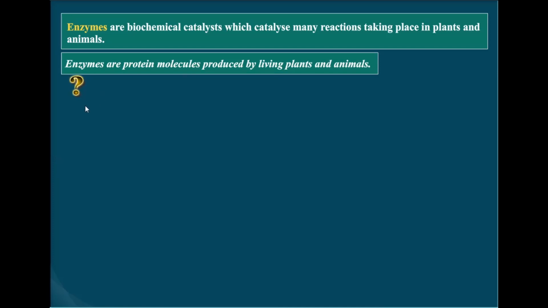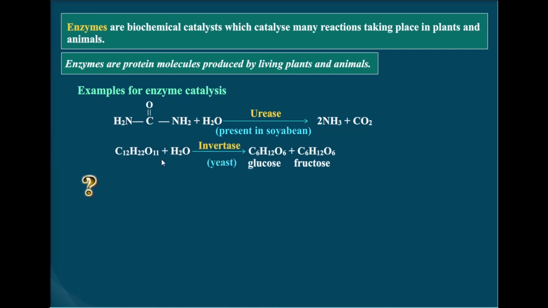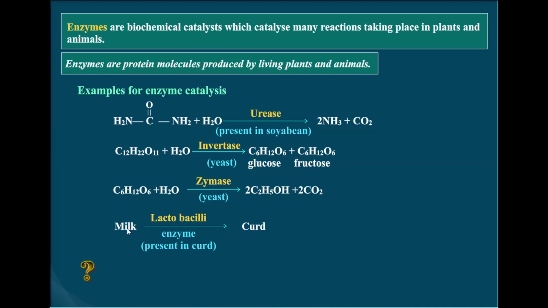Enzymes, as I had told you earlier, are protein molecules produced by living plants and animals. Examples of enzyme catalysis. The hydrolysis of urea. The enzyme used here is urease. Urease is an enzyme catalyst which is used for the hydrolysis of urea. Hydrolysis of sugar to form glucose and fructose. The enzyme used is invertase. Again, C6H12O6 on hydrolysis forms ethanol and carbon dioxide. The enzyme used is zymase.